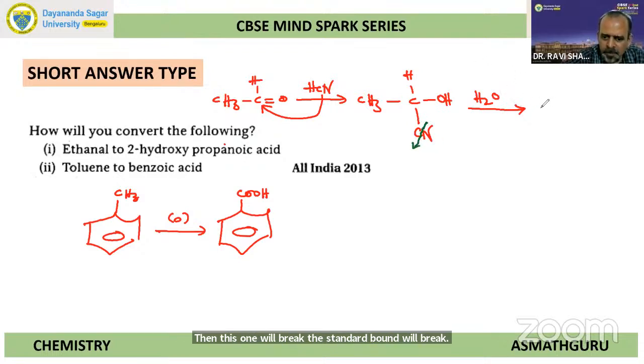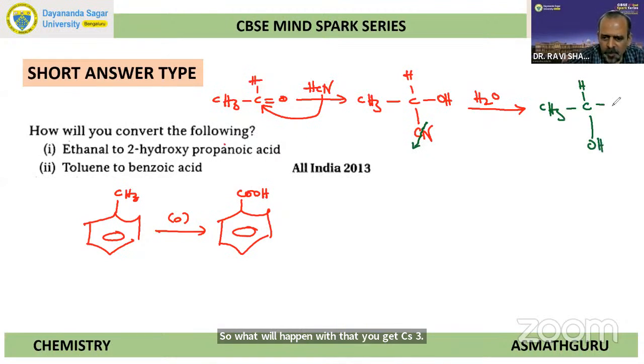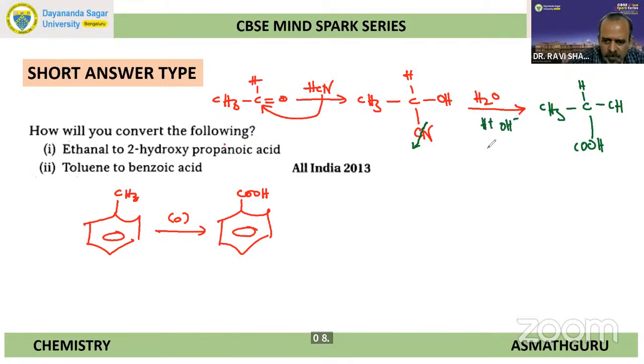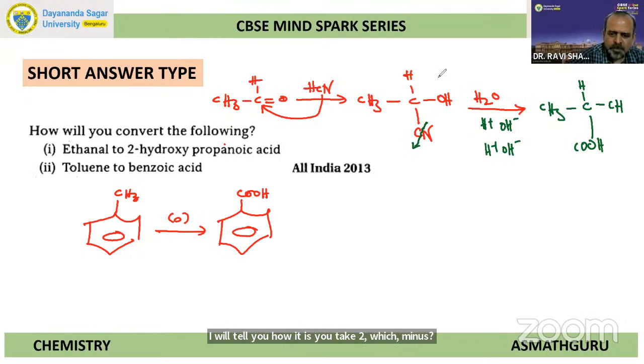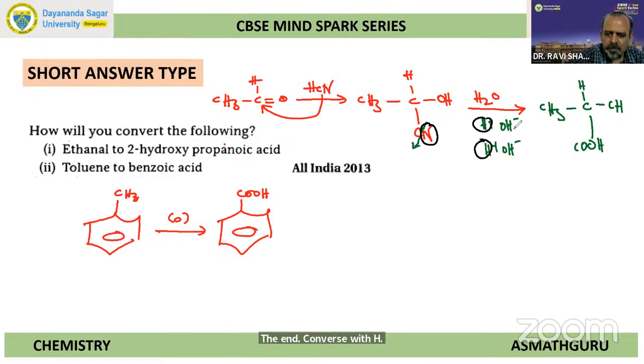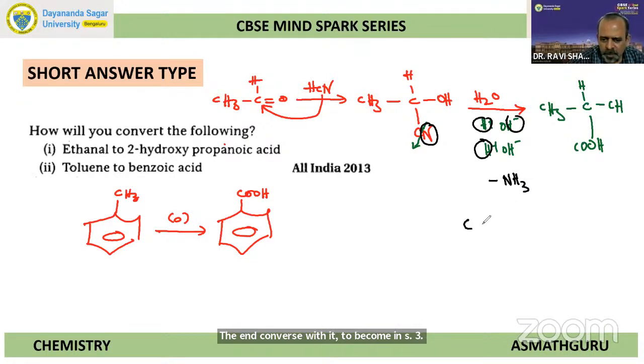So what will happen with that? You get CH3CH. When the cyanide hydrolyses, you get OH always, and CHOH, and this becomes COOH, carboxylic acid. How does it become carboxylic acid? I will tell you. You take 2 OH minus, H plus and OH. The N combines with H to become NH3. What is remaining? The C and OH remain, and the COOH becomes.